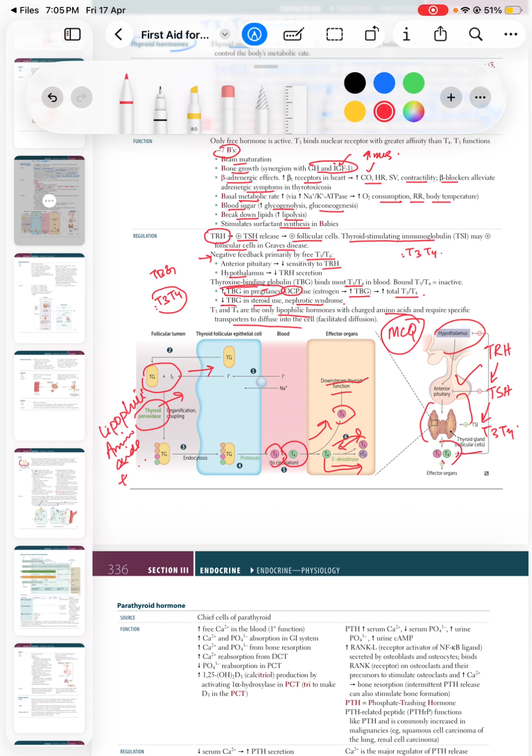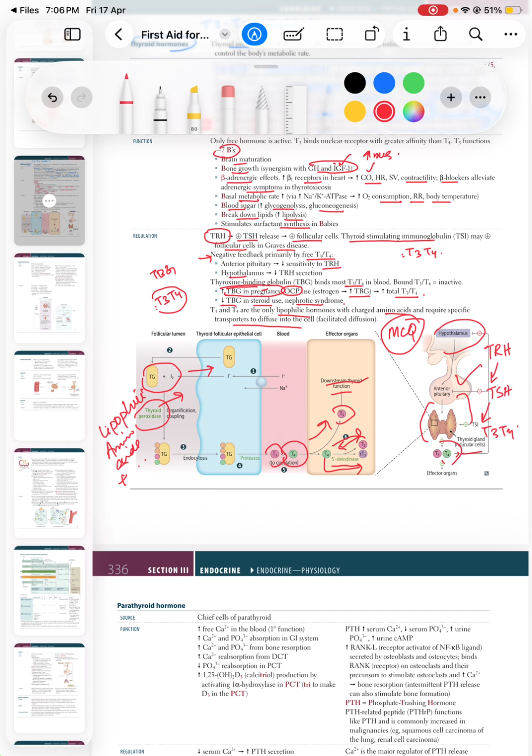Also here it is discussed that thyroxine binding globulins are proteins that bind to T3 and T4, and the T3 and T4 remain inactive in the body. Whenever T3 and T4 are bound to thyroxine binding globulin, they are in inactive form. Now, thyroxine binding globulins increase in pregnancy and in the use of oral contraceptive pills, and decrease in steroid use and nephrotic syndrome. So the T3 and T4 functions may alter with these conditions, that is nephrotic syndrome, steroid use, pregnancy, and the use of oral contraceptive pills.